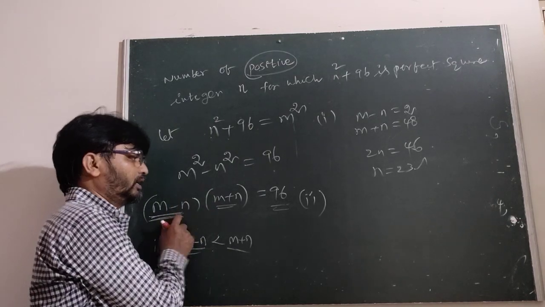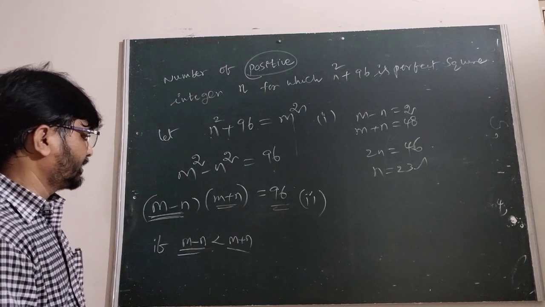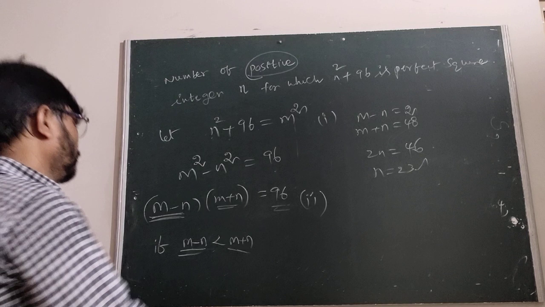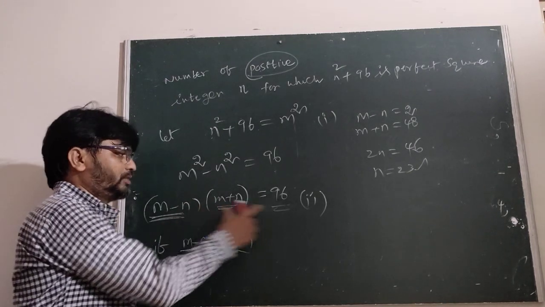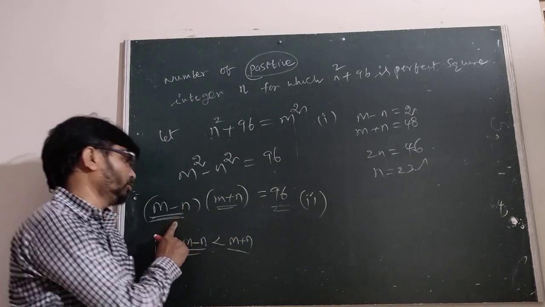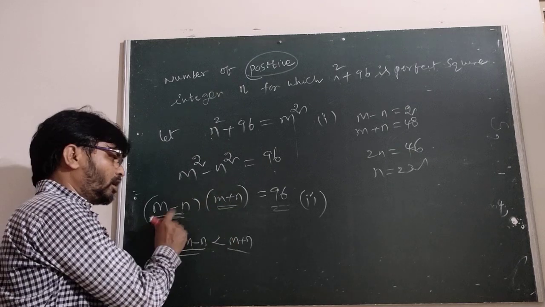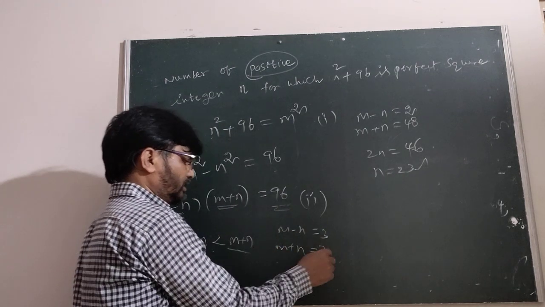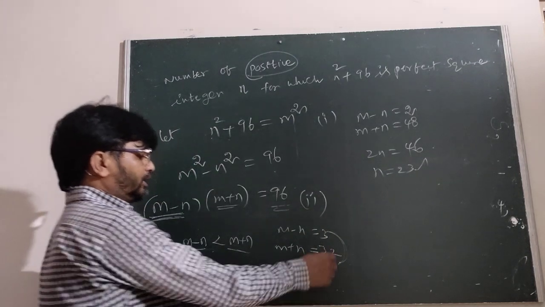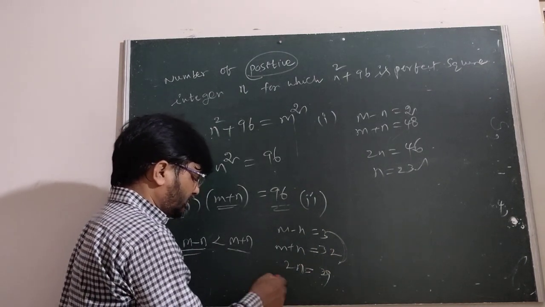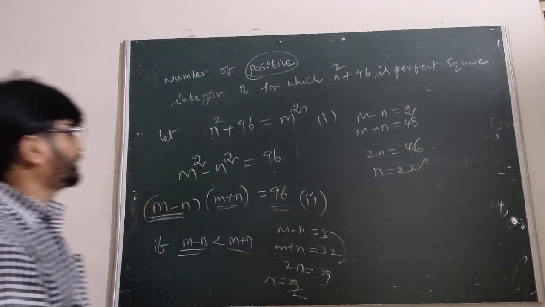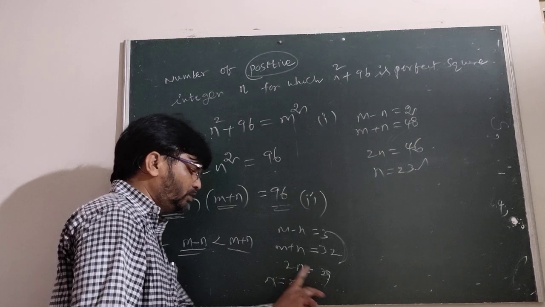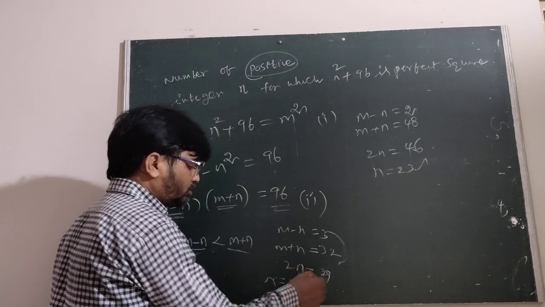So in this case only even numbers are possible. Suppose m minus n is 3, and m plus n is 32, since 3 times 32 is 96. Subtracting gives 2n equals 29, but n is 29 by 2, not an integer. For n to be an integer, 2n must be an even number.